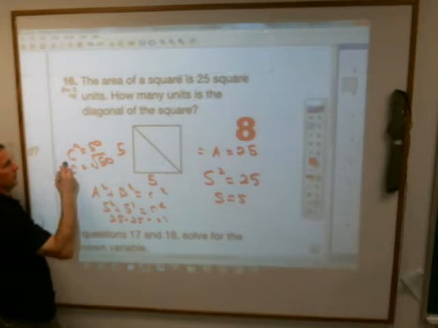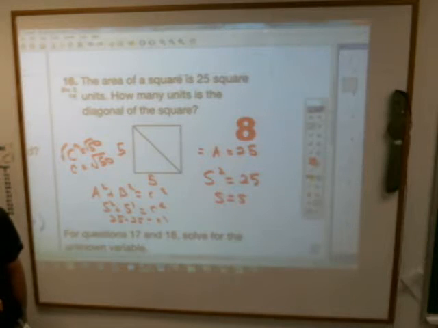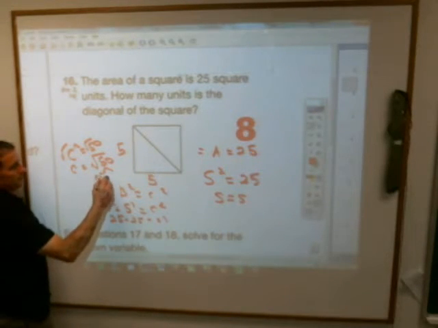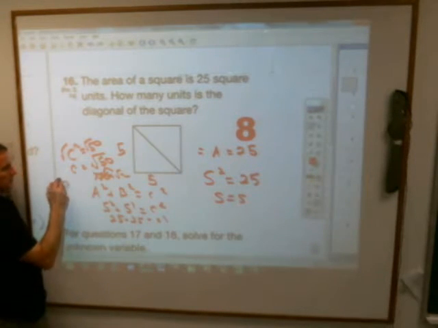Noah, I don't know where you went wrong on yours. I know you kind of had this. Is this the one you had wrong? I think it was. Breaking down the square root of 50, it's the square root of 25 times the square root of 2. The square root of 25 is 5, so you end up with 5 square roots of 2.